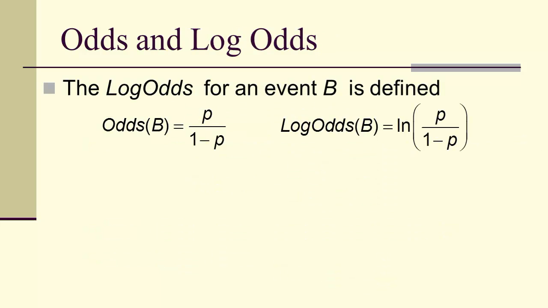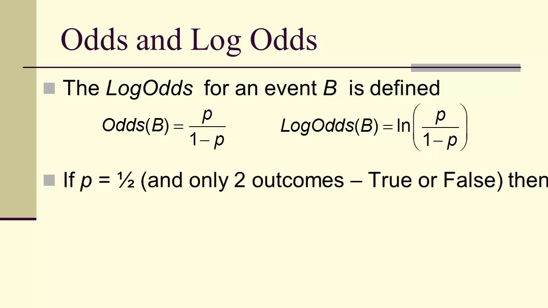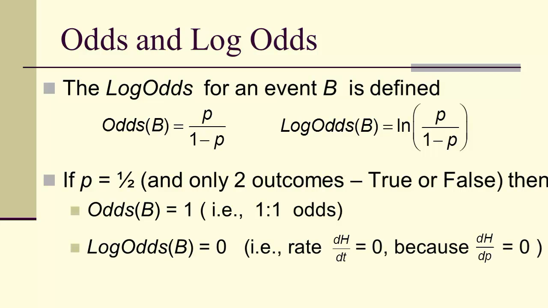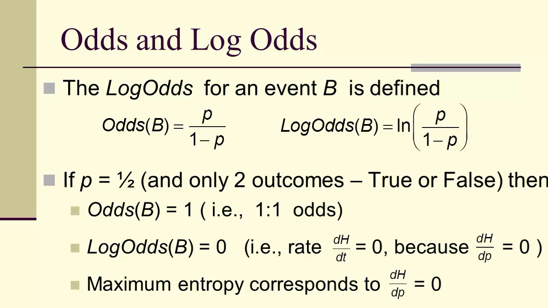The log odds is simply the logarithm of the odds. So for instance, if P is a half, there's only 2 outcomes, true or false, and P is a half, then the odds of B is 1. That's a 1 to 1 odds. And the log odds of B is 0. And this is significant because the log odds of B equals 0 is where the rate dH/dt is 0. And that's because it makes dH/dP equal to 0. And we'll also see later on maximum entropy corresponds to the points where dH/dP is equal to 0.